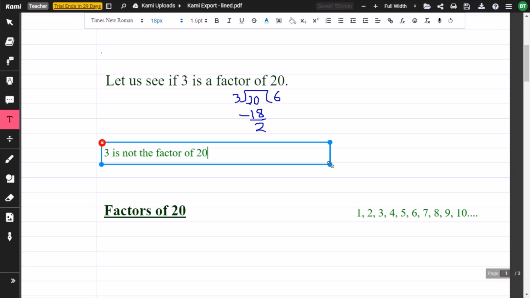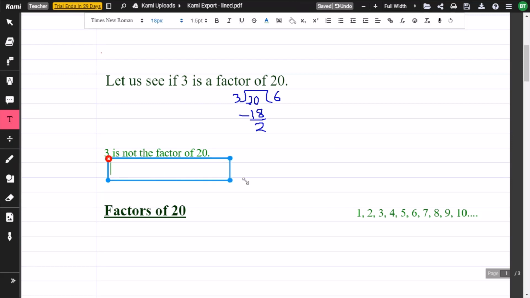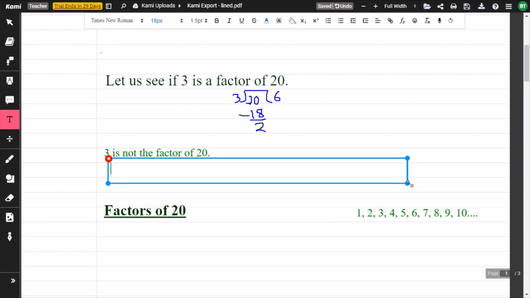of 20. From these two examples, how can we define factor? Factor can be defined as: a factor is the number that divides another number exactly.